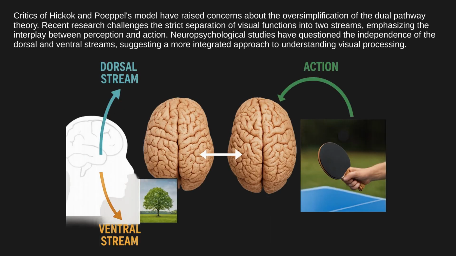Critics of Hickok and Poeppel's model have raised concerns about the oversimplification of the dual pathway theory. Recent research challenges the strict separation of visual functions into two streams, emphasizing the interplay between perception and action. Neuropsychological studies have questioned the independence of the dorsal and ventral streams, suggesting a more integrated approach to understanding visual processing.